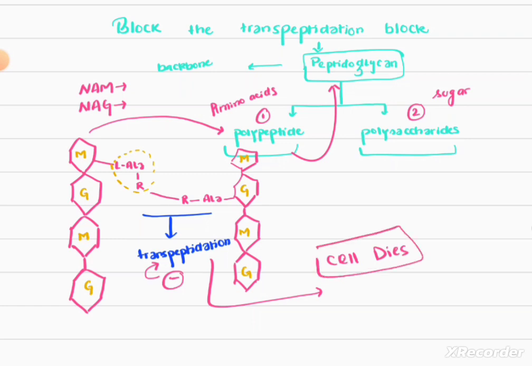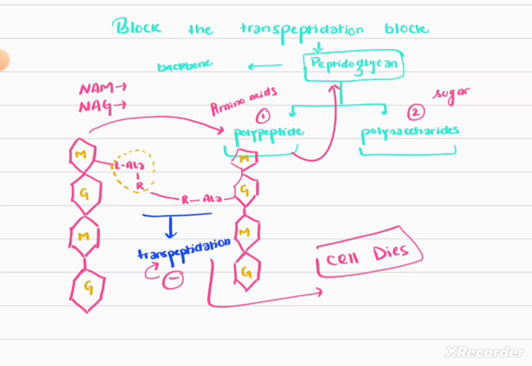The exact mechanism of cell death is not completely understood, but autolysins and the disruption of cell wall morphogenesis are involved. So beta-lactam antibiotics kill bacterial cells only when they're actively growing. So this is how they block the transpeptidation reaction.